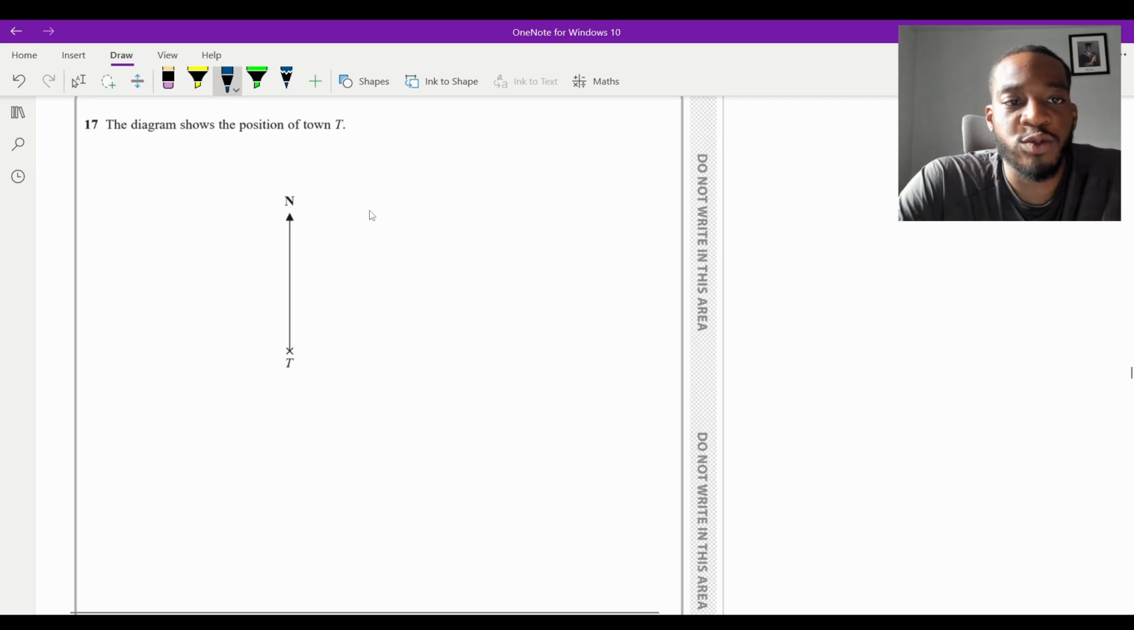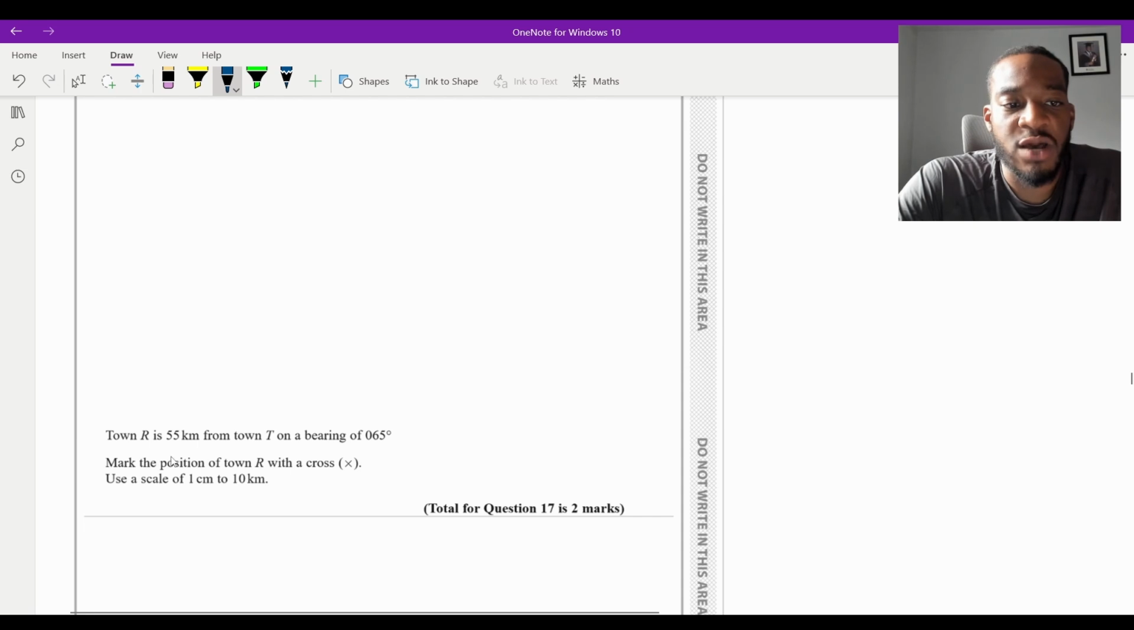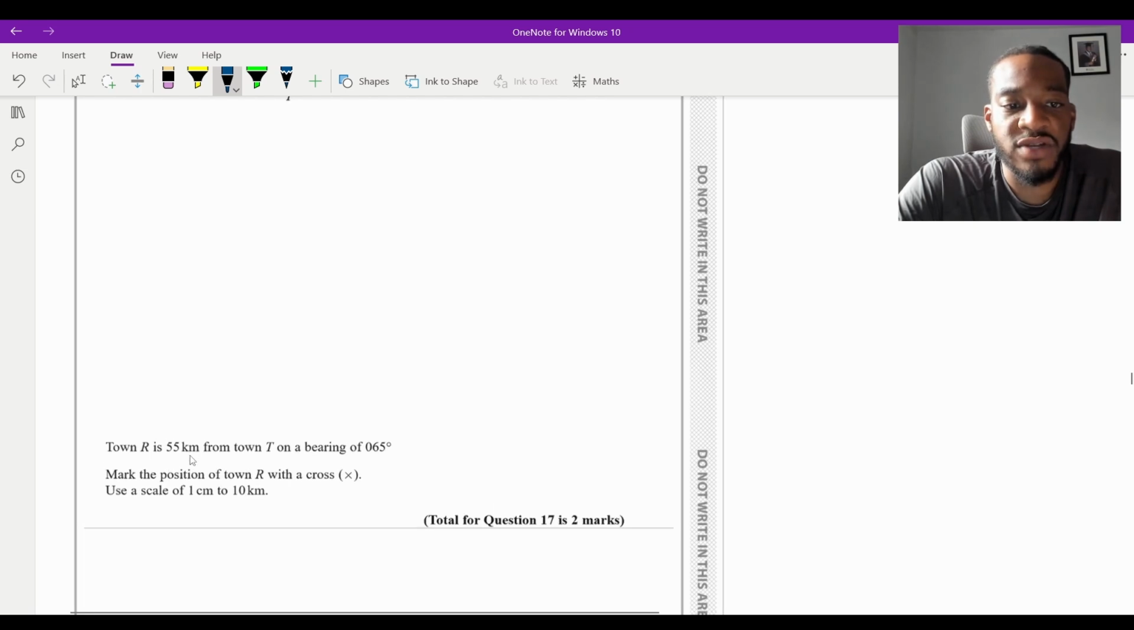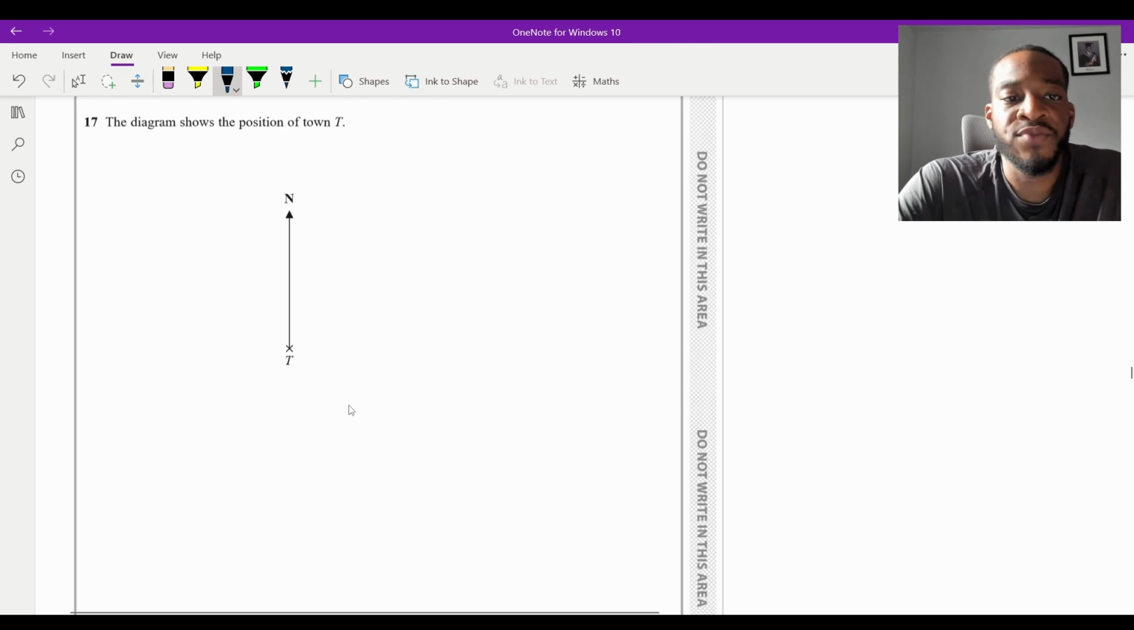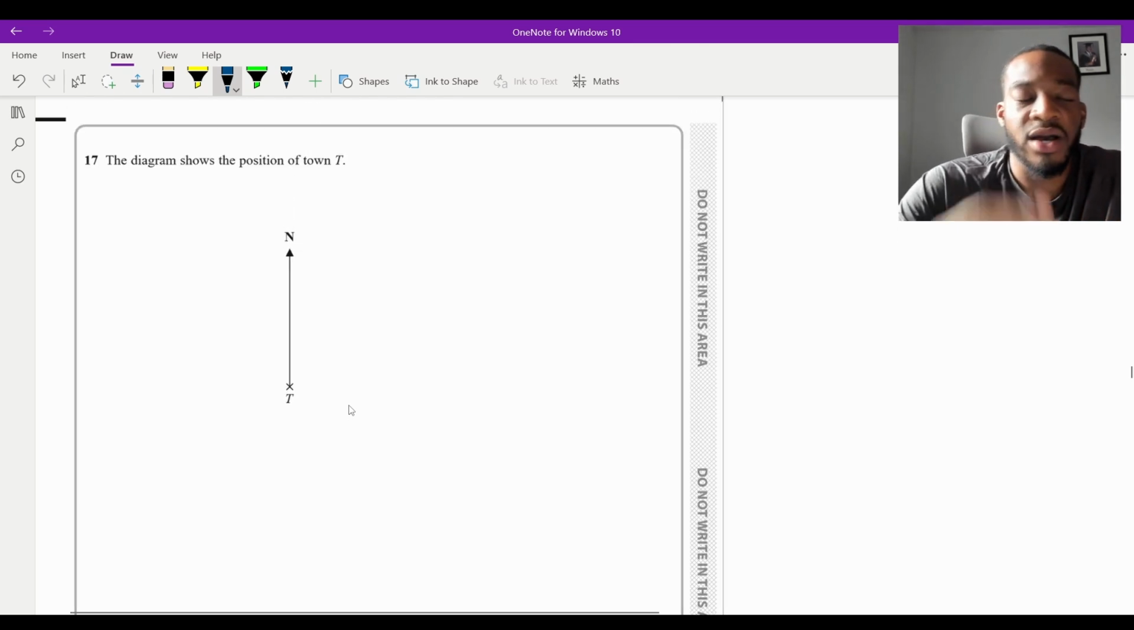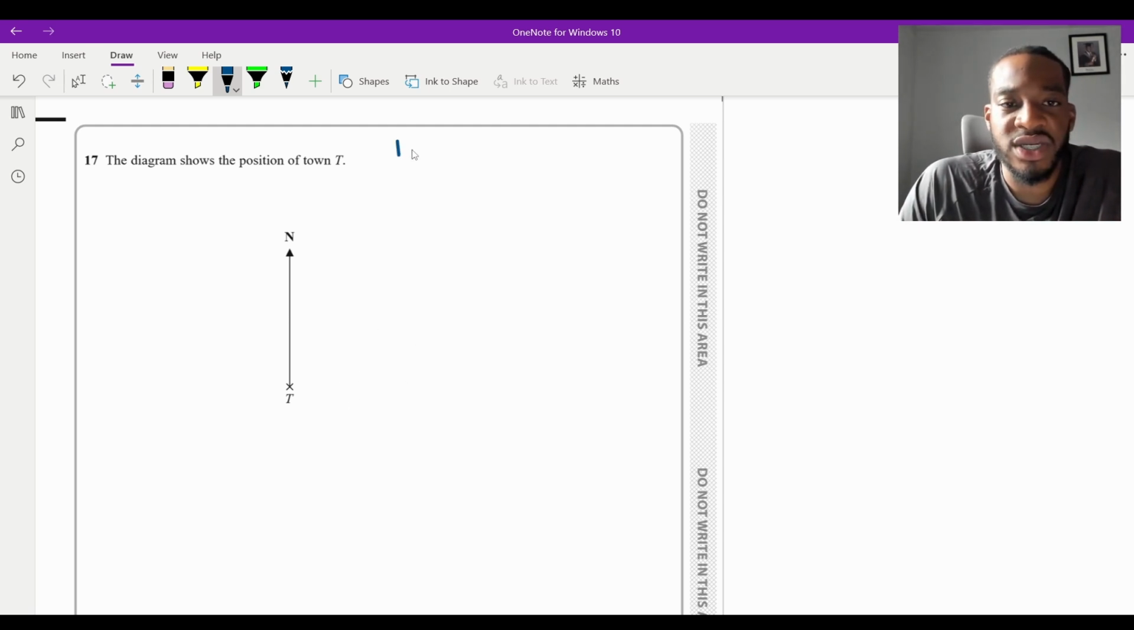It says the diagram shows the position of town T. It says the town R is 55 kilometers from town T on a bearing of 65 degrees. Mark the position of town R with a cross X. Use a scale of 1 centimeter to 10 kilometers. Okay, so there's a couple of things going on. There's only 2 marks, sorry. Now again, you need a ruler and a protractor for this one, but I'll just show you how it would work. So firstly, we've got the scale which says 1 centimeter is equal to 10 kilometers, right?